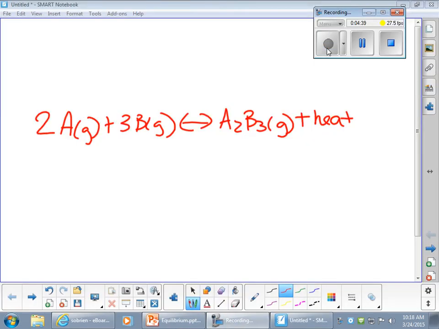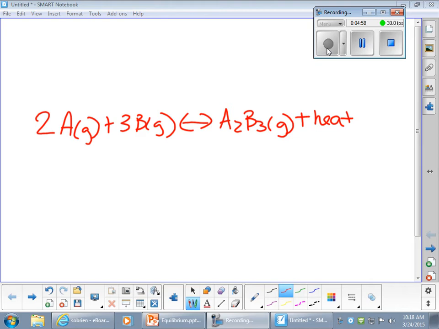Okay, so let's give you another example. If you could take out a piece of paper and copy this down. I want to explain what's happening in terms of Le Chatelier's principle. So, here's a reaction at equilibrium: 2A gas plus 3B gas yields A2B3 gas plus heat. Let's just go through what would happen.